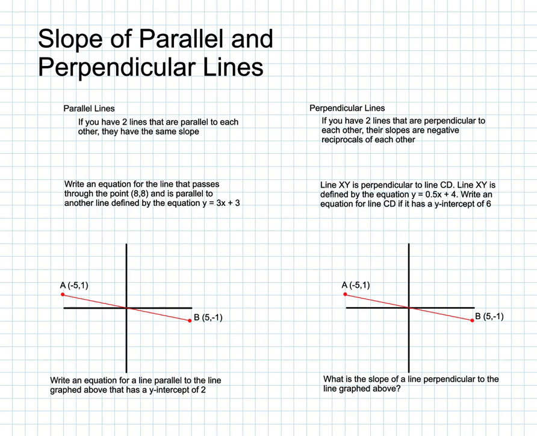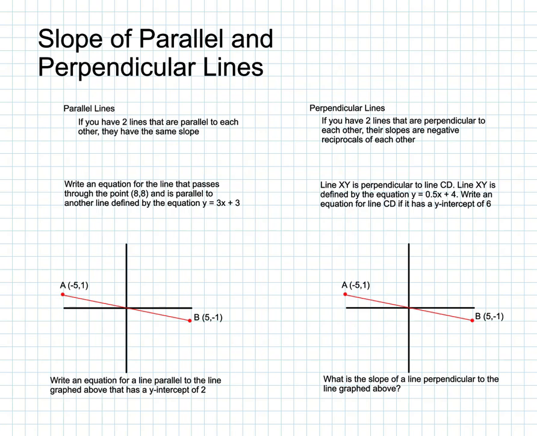Write an equation for the line that passes through the point (8, 8) and is parallel to another line defined by the equation y = 3x + 3. That equation is written in slope-intercept form, so we can quickly identify that the slope is 3. Since our line is parallel to that, the slope of our line is also going to be 3.